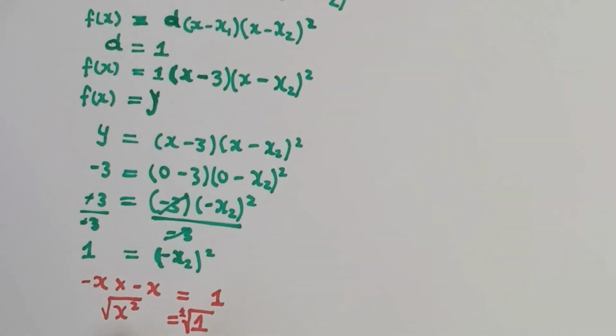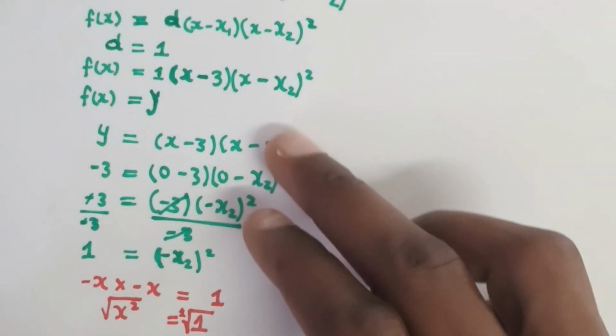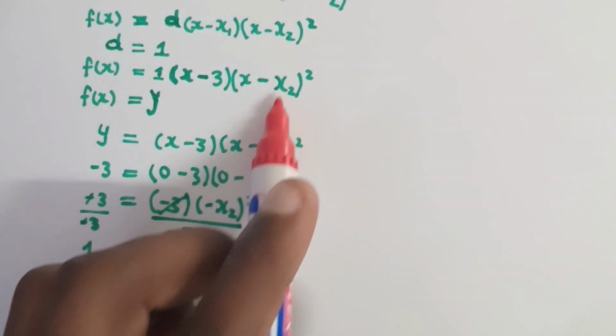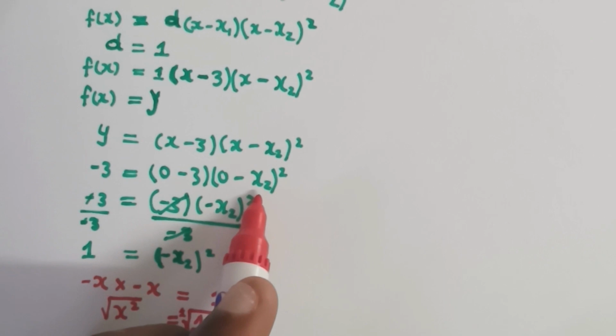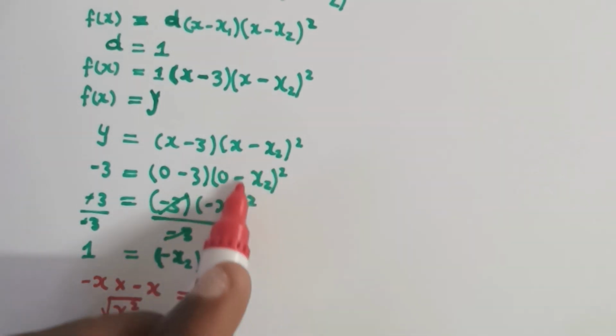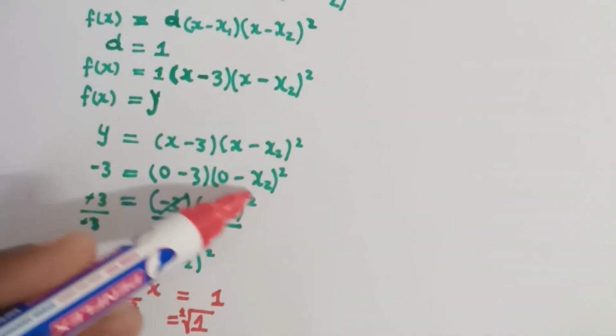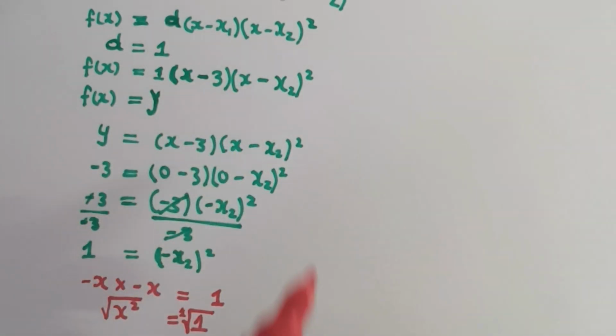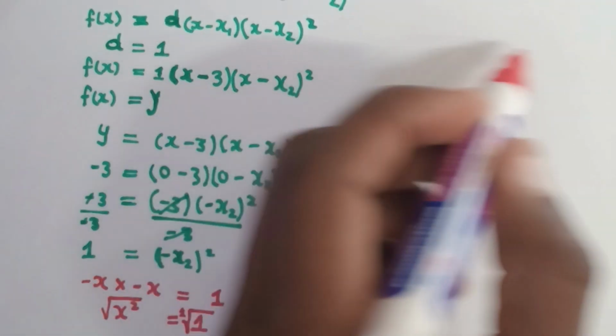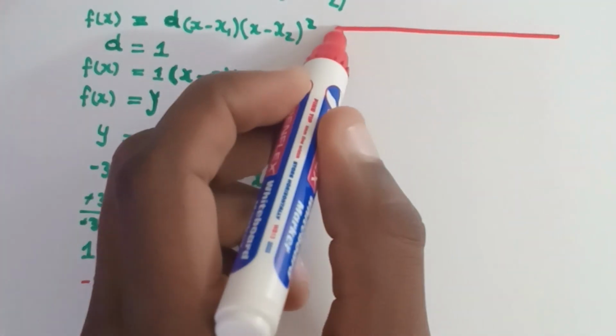And then let's try to find the general equation, just because we got our x2 now. We're going to replace our x2 here. Now let's just replace x2 and then find the general equation. So now let me make a space here.